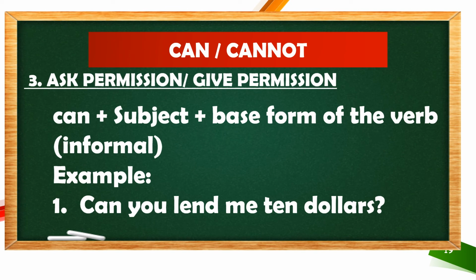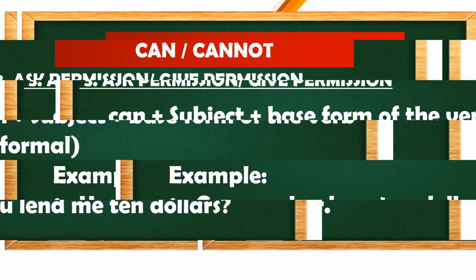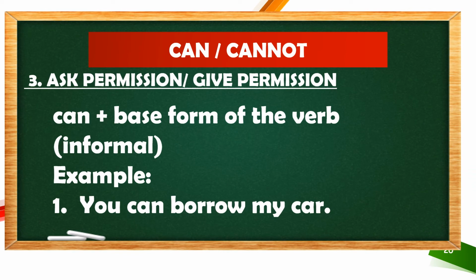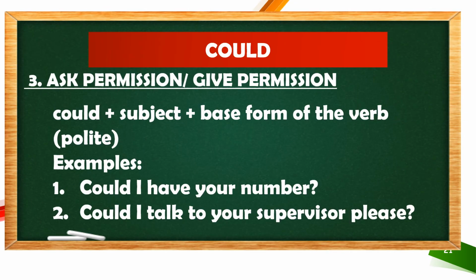We can also use the modals can and cannot in asking permission or giving permission. But take note that we use can if we are using it in an informal conversation. Say for example, can you lend me $10? In giving permission, it is also used in informal conversation. Example, you can borrow my car.